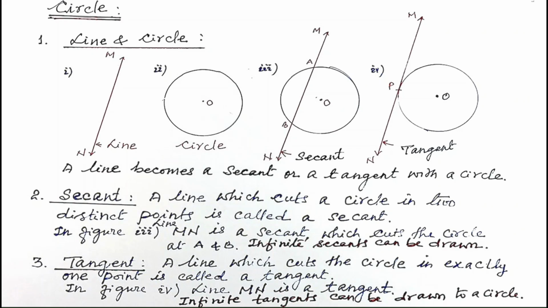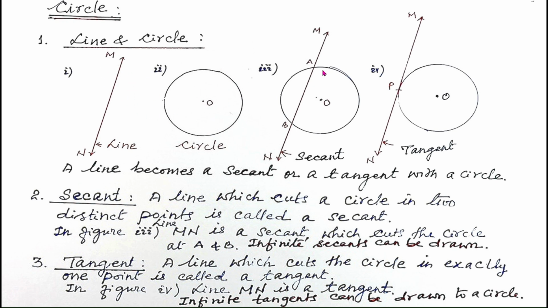Welcome to MRL. In this learning session, we'll learn what happens when a line cuts a circle, what is a secant, what is a tangent, and what are the different types of tangents. So let us begin. Now we know what is a line and what is a circle. But what happens if a line cuts a circle?